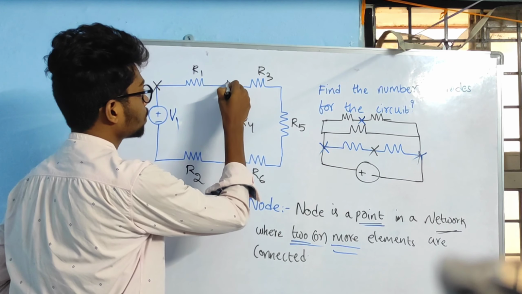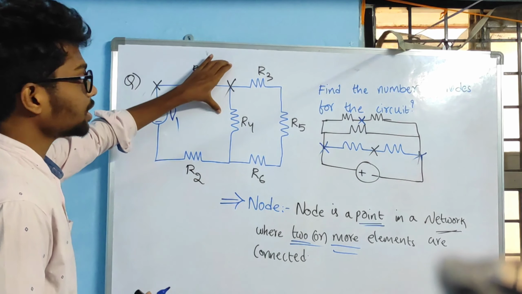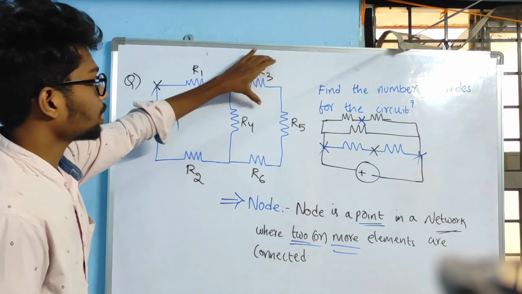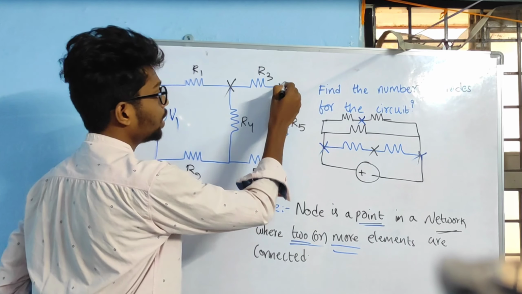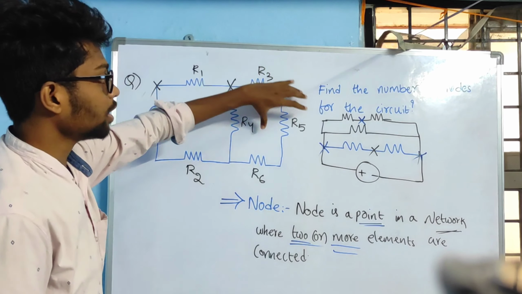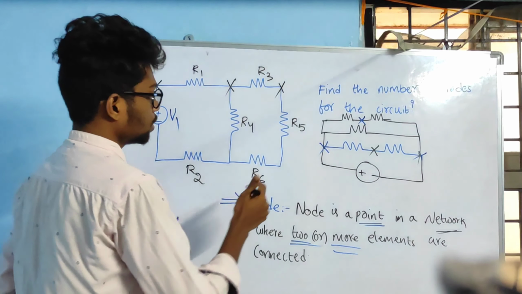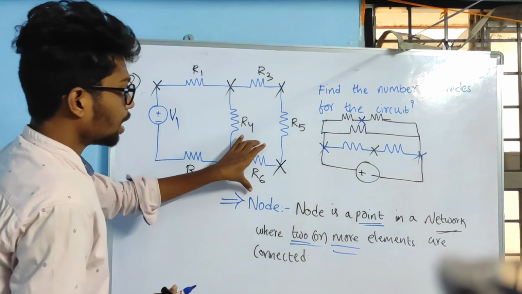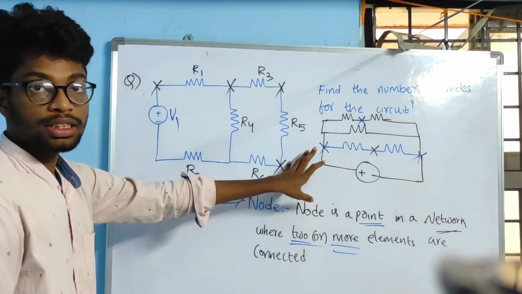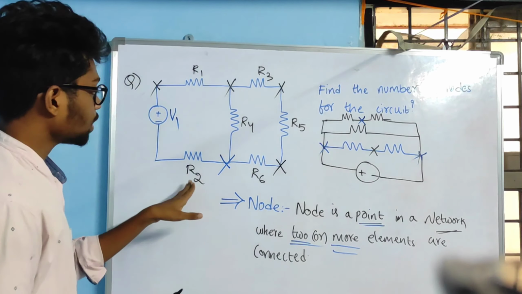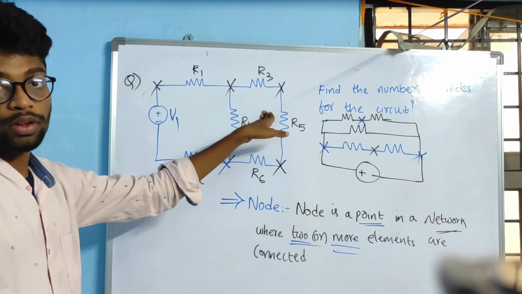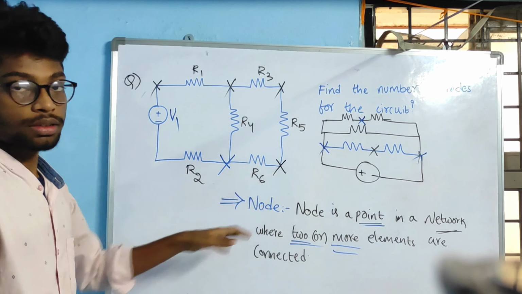For this point, you can see three elements are connected, R1, R3 and R4. So this is a node. Over here two elements are connected, R3 and R5. This is a node. And over here, R6 and R5, two elements are connected. So this is a node. And coming to here, three elements are connected, R2, R6 and R5. So this is a node.